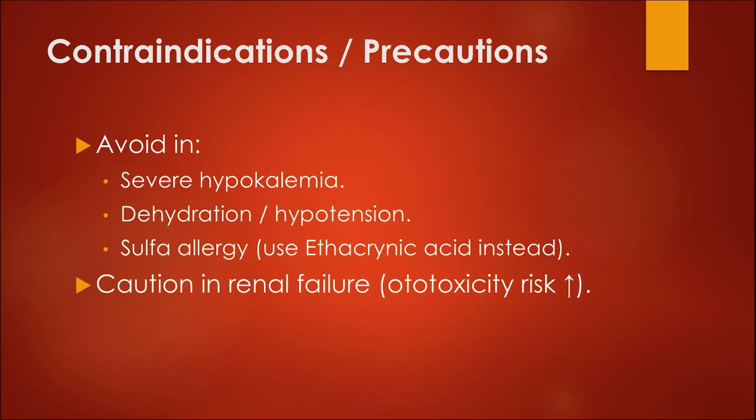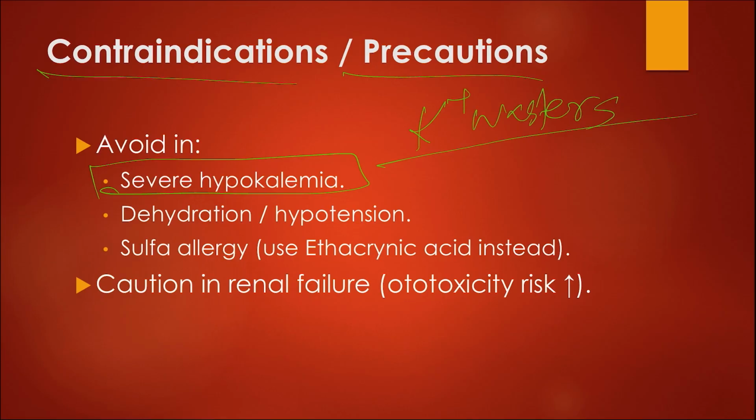So when is it contraindicated, or when should we take precautions when prescribing loop diuretics? If a patient has severe hypokalemia, these loop diuretics must be avoided. Why? They are potassium wasters. They can lead to severe hypokalemia. In patients with severe hypokalemia, they can cause life-threatening arrhythmias because of low potassium. They can further worsen the hypokalemia.